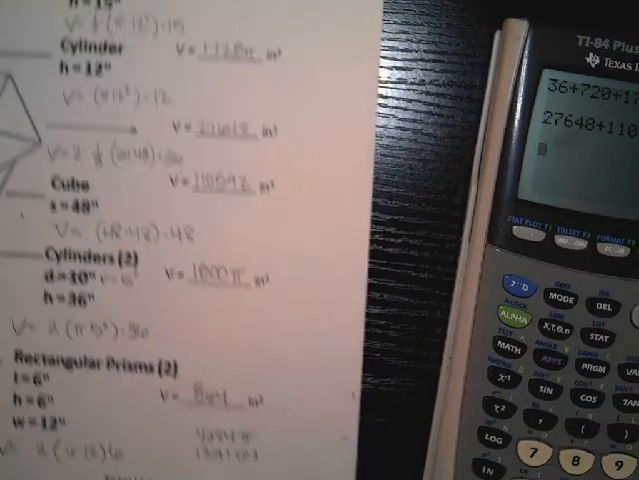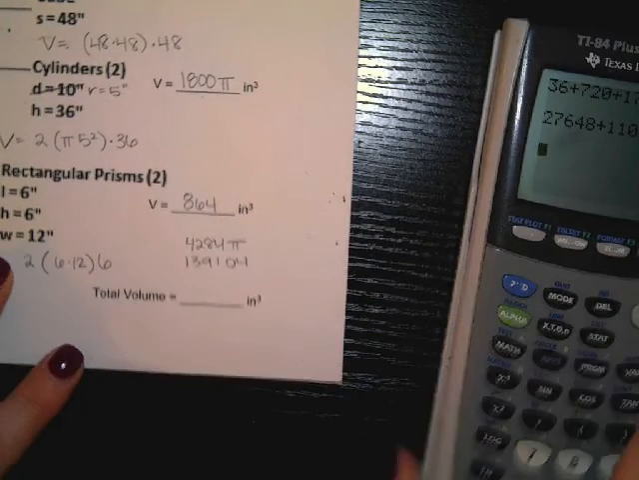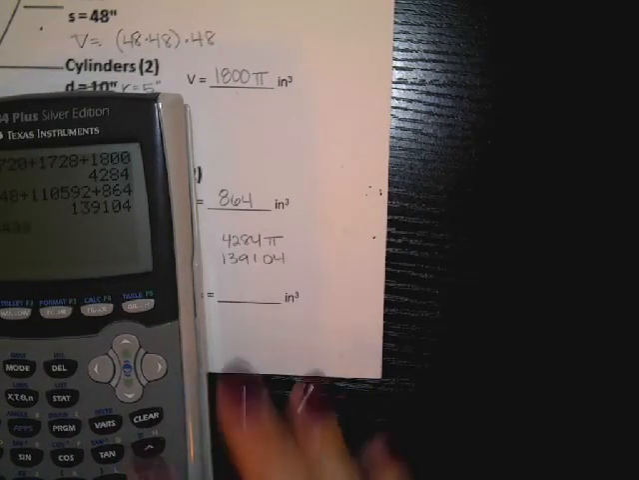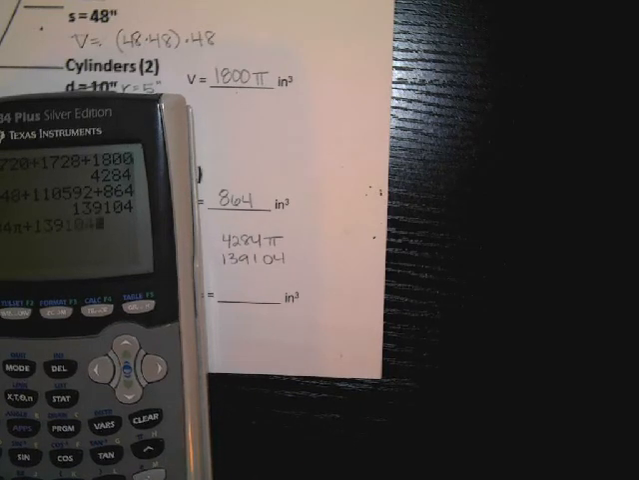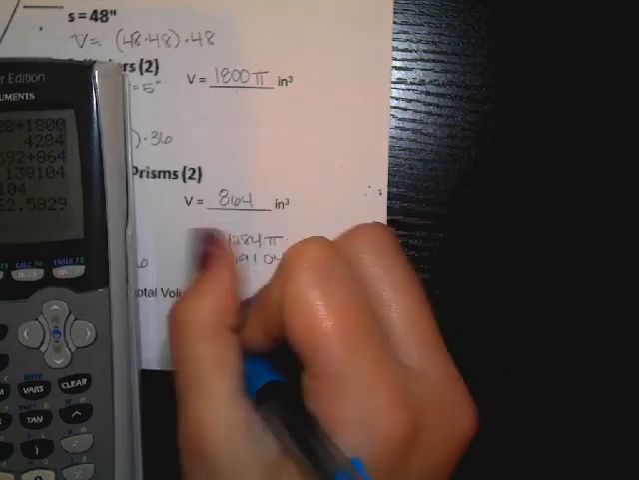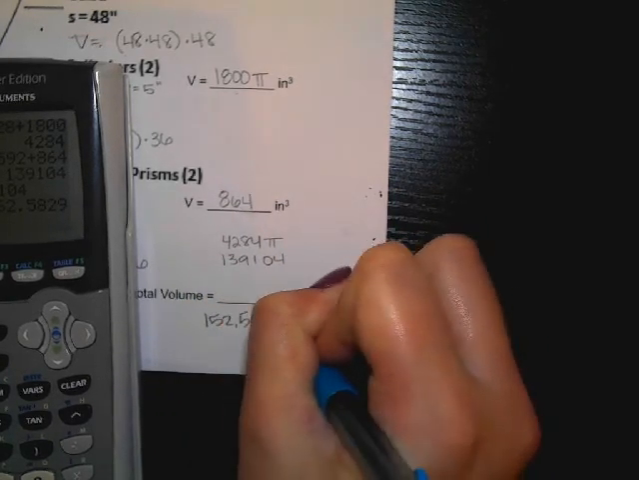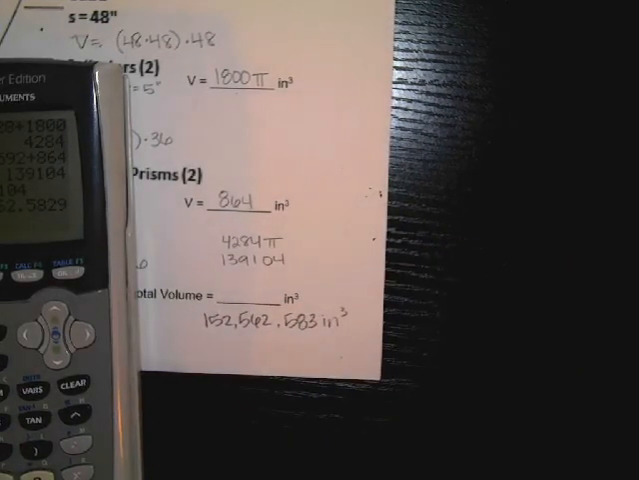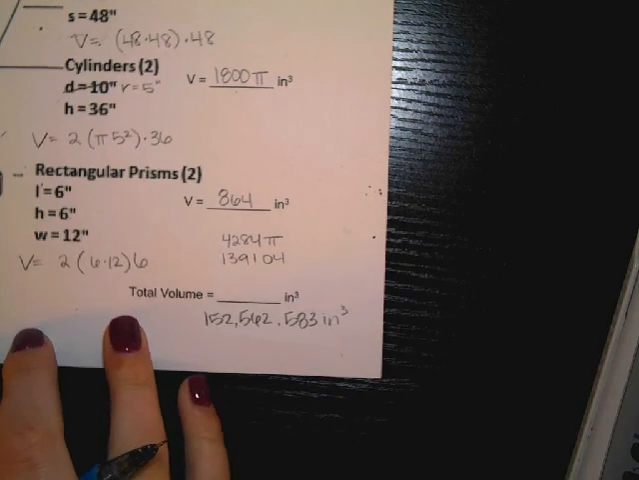now I can go ahead and actually add these together and get my decimal answer. So I'm going to say 4,284 pi plus 139,104. That gives 152,562.583 inches cubed. That is the volume of the Tin Man.